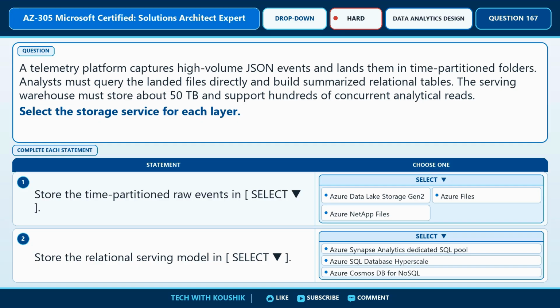Review Statement 1. Store the time-partitioned raw events in the blank. Choose between Azure Data Lake Storage Generation 2, Azure Files, or Azure NetApp Files. Review Statement 2. Store the relational serving model in the blank. Choose between Azure Synapse Analytics Dedicated SQL Pool, Azure SQL Database Hyperscale, or Azure Cosmos DB for NoSQL.